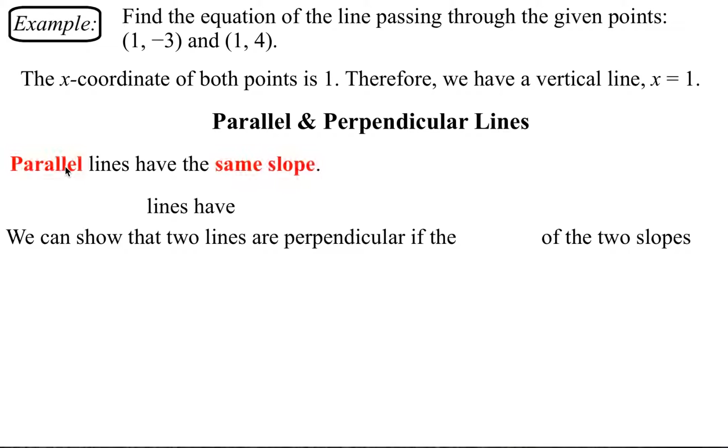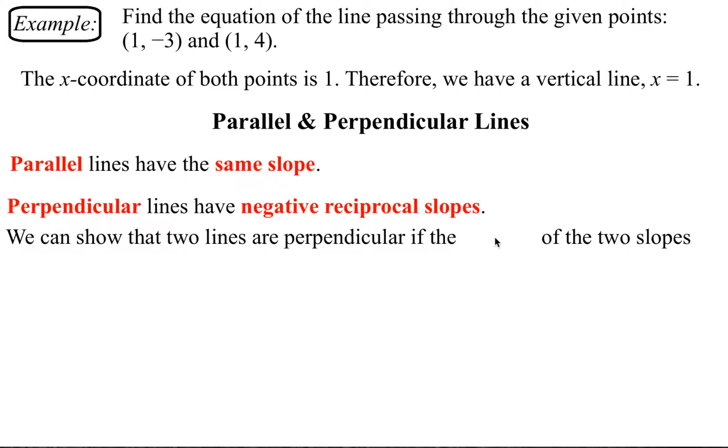Parallel and perpendicular lines. Parallel lines have the same slope, this exact same number. So if you have 2 lines and their slopes are the same, that tells you they're parallel, they never intersect. Perpendicular lines have negative reciprocal slopes, or opposite reciprocal slopes. For example, 2 and -1/2 would be perpendicular slopes.